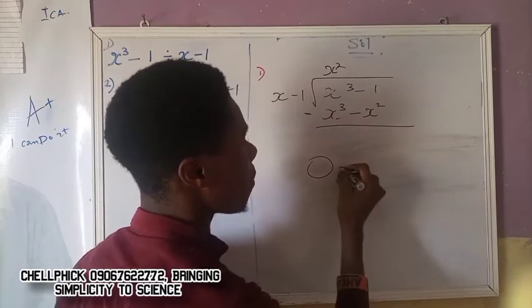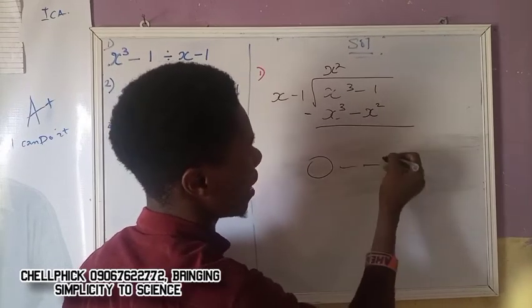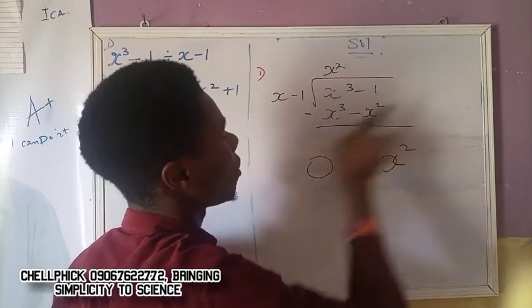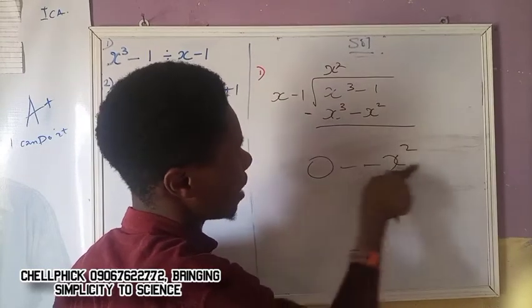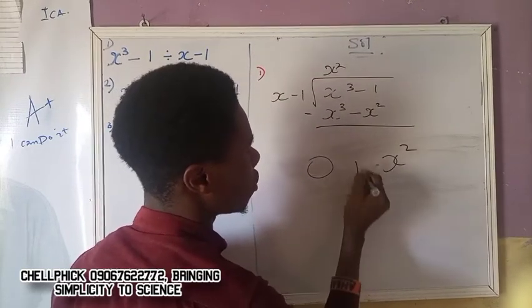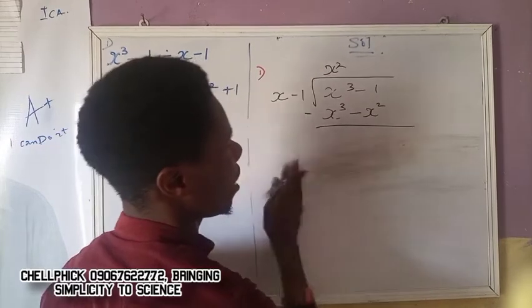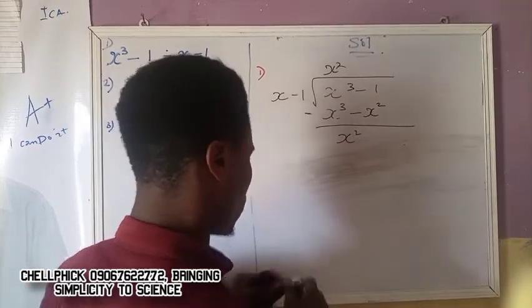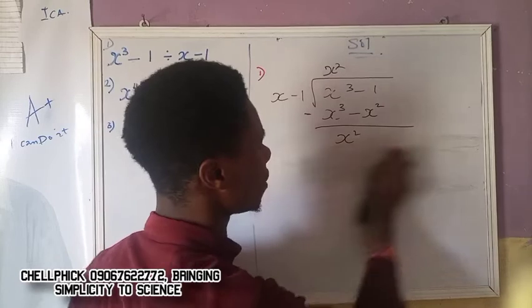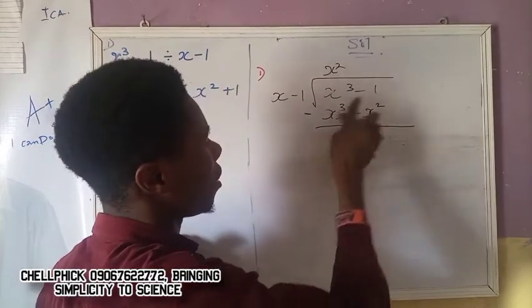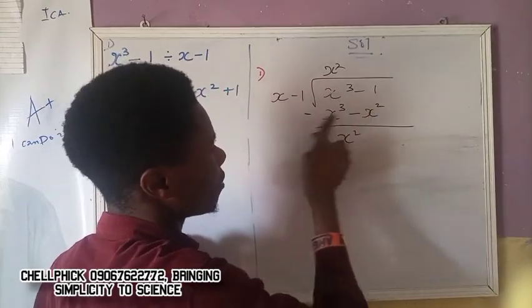Nothing is up, minus x square. Look at it. Nothing is up, minus x square. So minus times minus will give you plus. So 0 plus x square will give you x square. I hope you understand. So here I have x square. Now, let's move on. So then I said 0 minus x square will give you this.